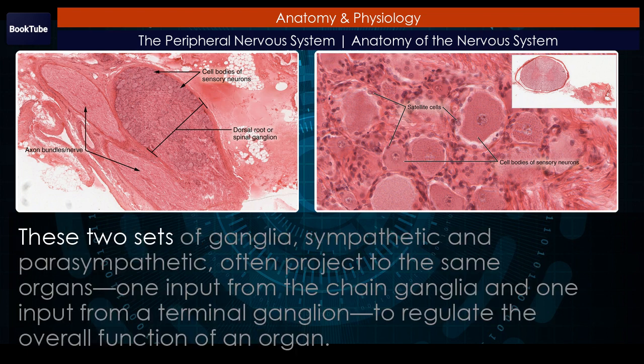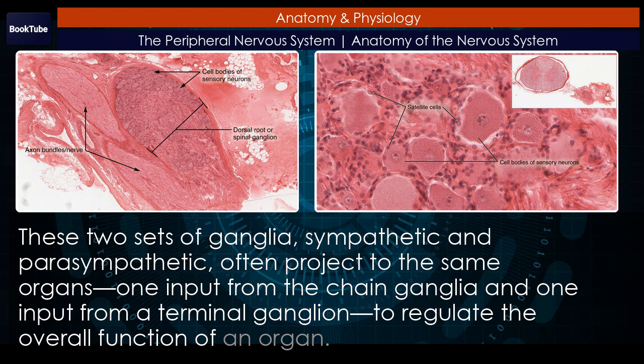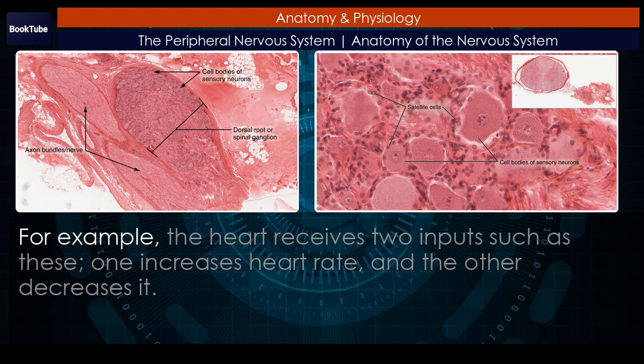These two sets of ganglia, sympathetic and parasympathetic, often project to the same organs. One input from the chain ganglia and one input from a terminal ganglion, to regulate the overall function of an organ. For example, the heart receives 2 inputs such as these. One increases heart rate, and the other decreases it.